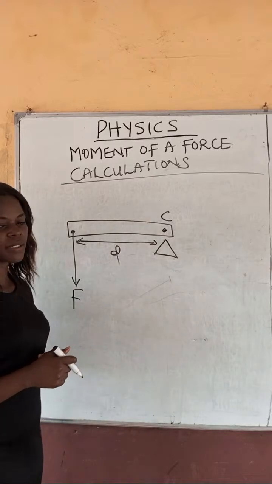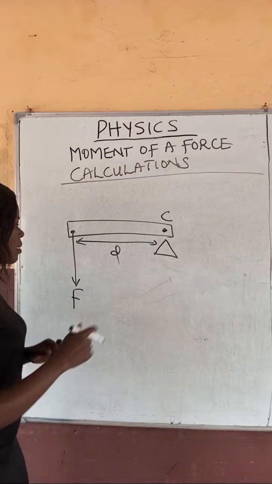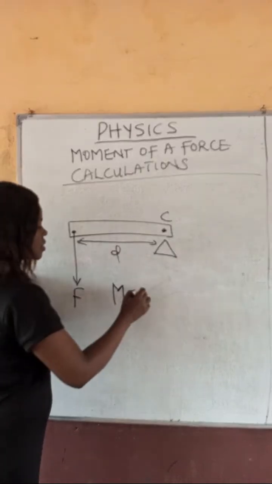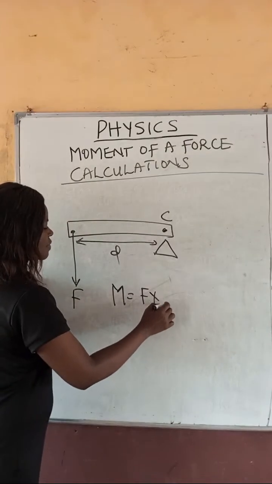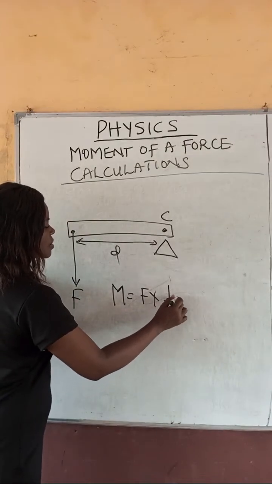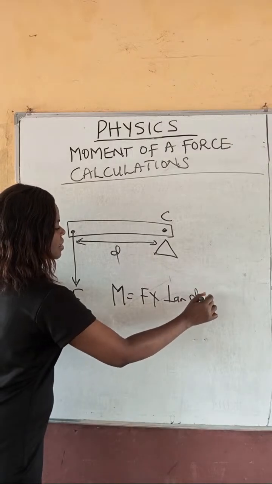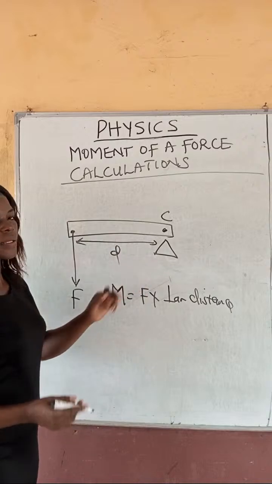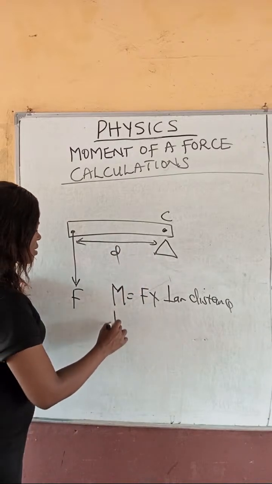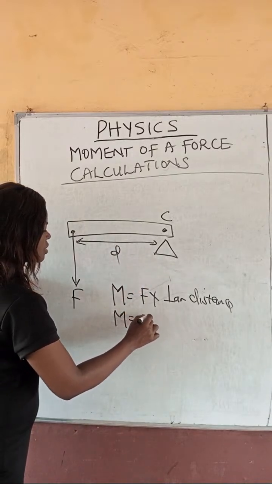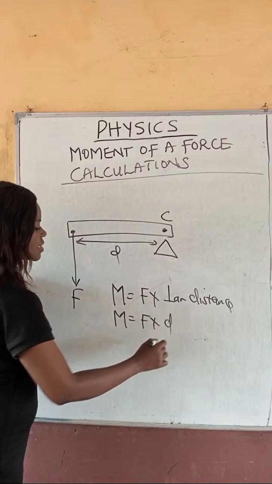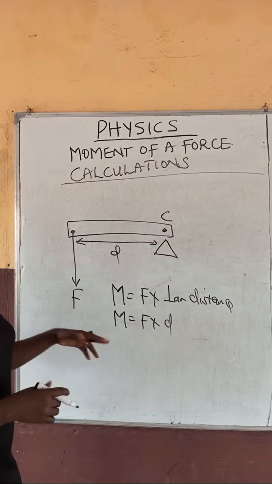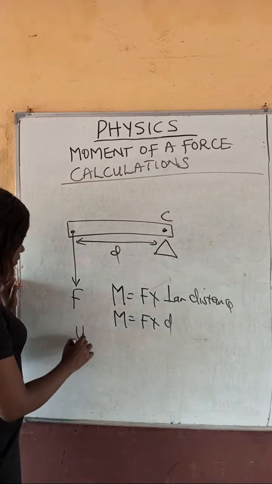So how do I calculate moment there? Moment is equal to the force times the perpendicular distance. Force multiplied by perpendicular distance. That is, moment is equal to force times distance. Now, let me talk about the units of moment.